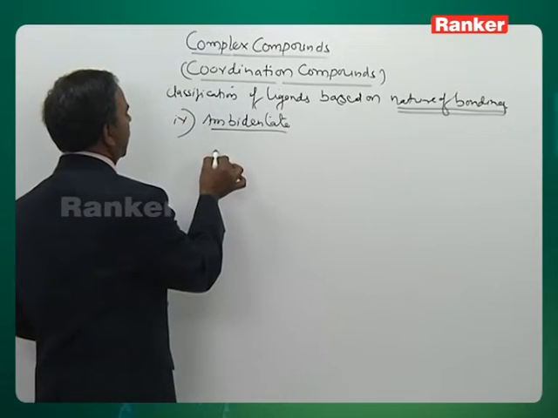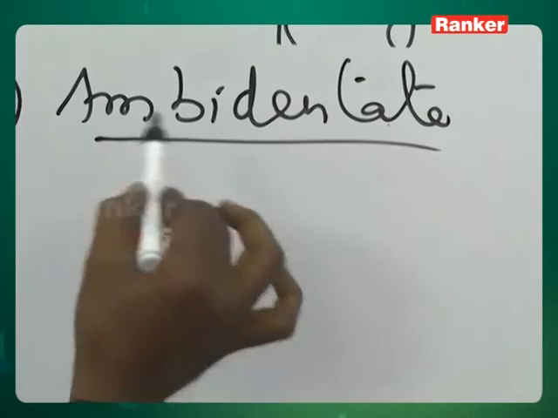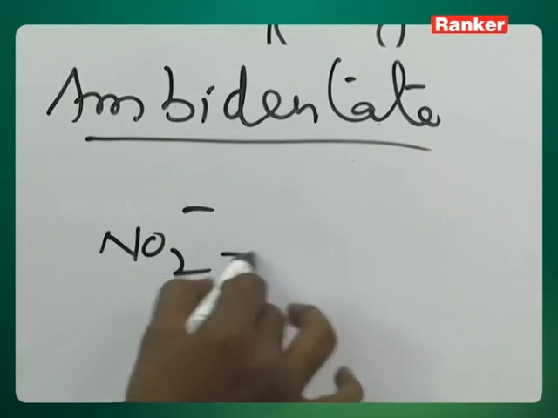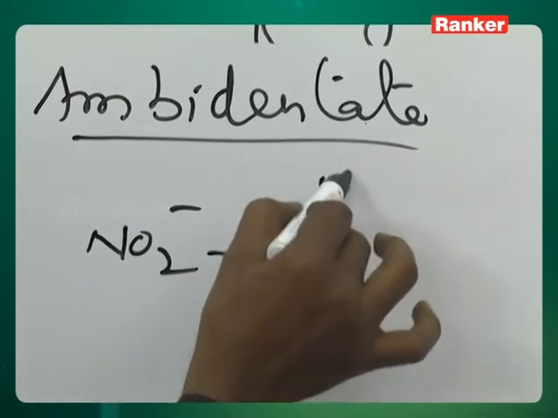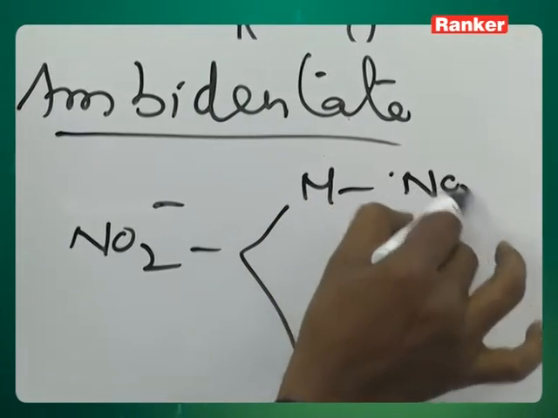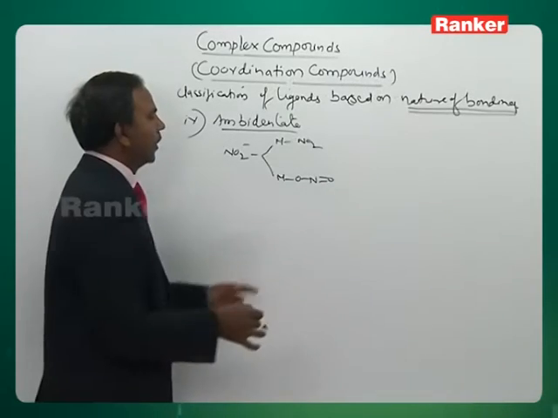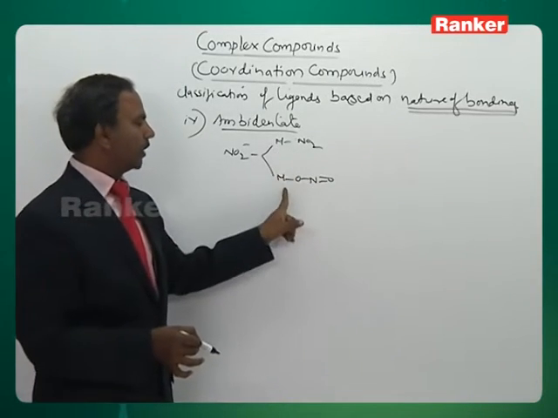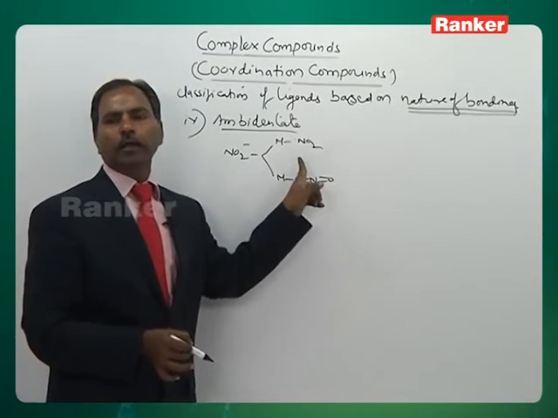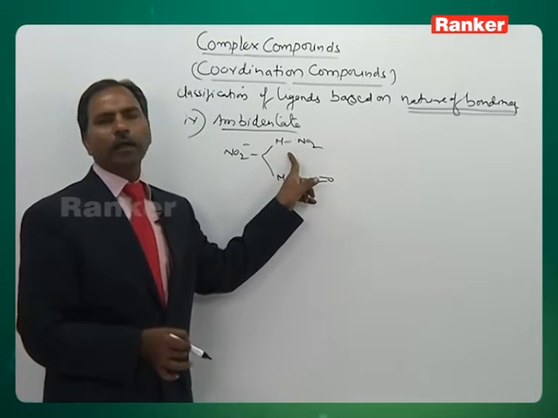The best example you can take is NO2 minus. NO2 minus can link with a metal in two ways: M–NO2, or M is linked through oxygen. Here the donor atom is N, here the donor atom is O. This particular bonding we call nitro.